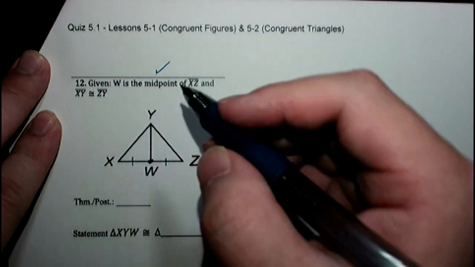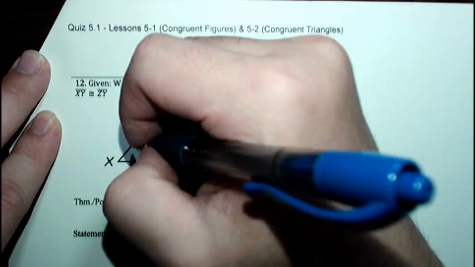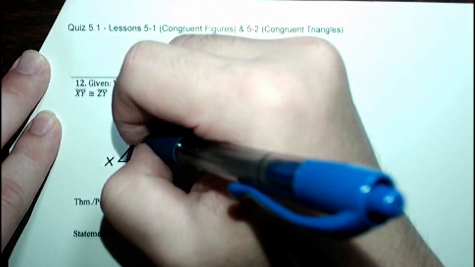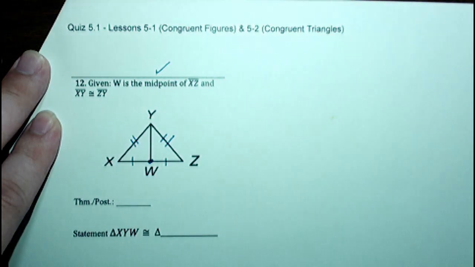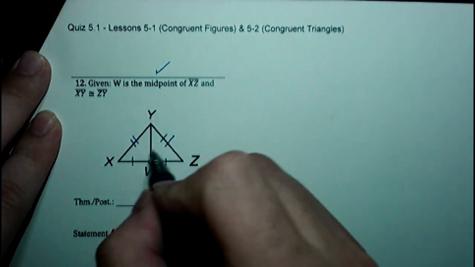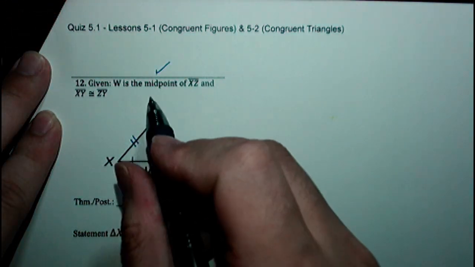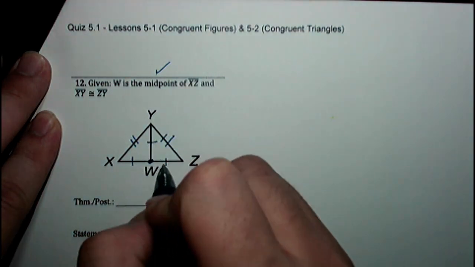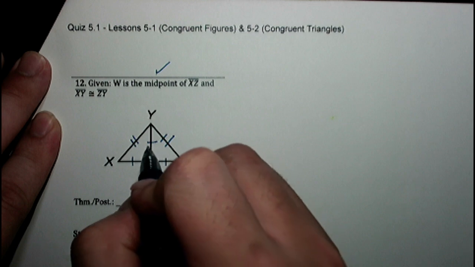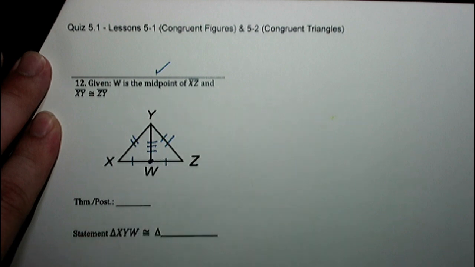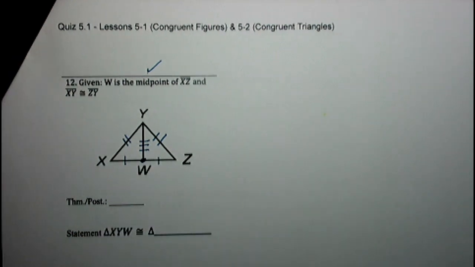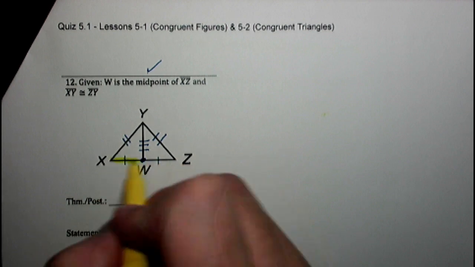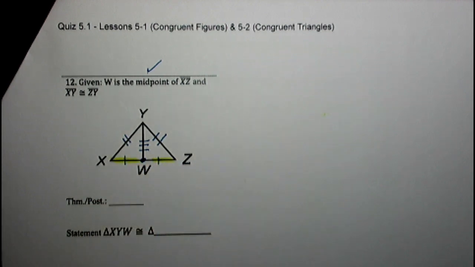So here's XY, and this is ZY. So I can go ahead and just say, oh, these two segments are congruent, and we're going to give them 2 tick marks each. And since these two triangles share that same side because of the reflexive property, then we've already used 1, we've already used 2, now we got to use 3.